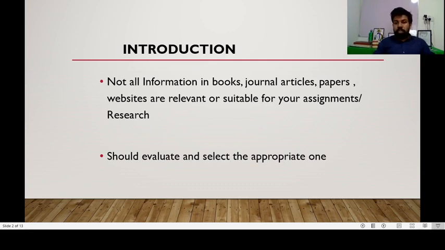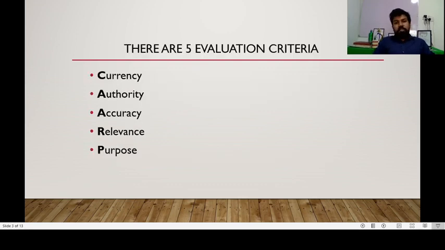All the journals, all the articles present in websites that we take through the internet will not be useful or will not be correct sometimes. So how can you do that? There are 5 evaluation criteria that should be considered while searching. Here you can see the 5 things: currency, authority, accuracy, relevance, and purpose. Again, currency, authority, accuracy, relevance, and purpose. We'll see what these mean and how you check these things.